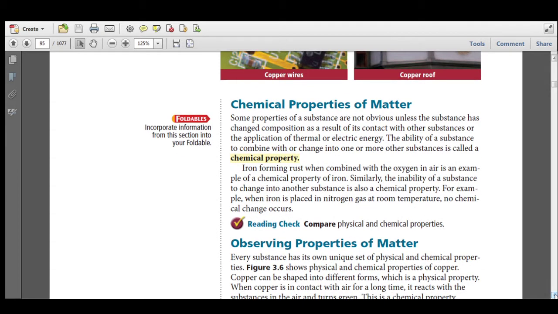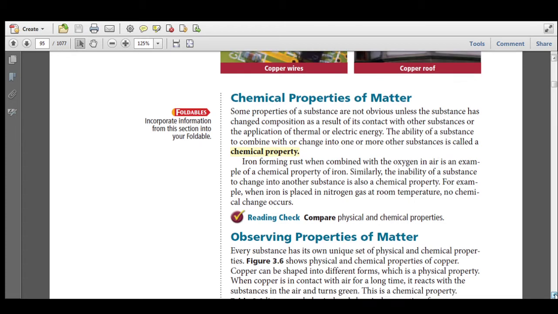Some properties of a substance are not obvious unless the substance has changed composition as a result of its contact with another substance or the application of thermal or electric energy. The ability of a substance to combine with or change into one or more substances is called a chemical property. Iron forming rust when combined with the oxygen in the air is an example of a chemical property of iron. Similarly, the inability of a substance to change into another substance is called a chemical property. For example, when iron is placed in nitrogen gas at room temperature, no chemical change occurs.